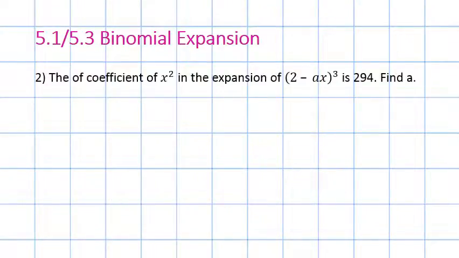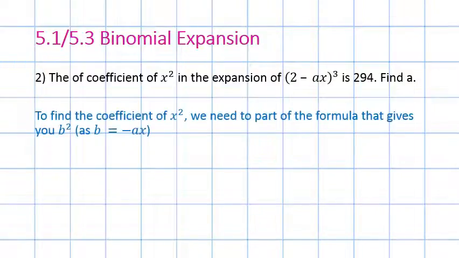Example 2. The coefficient of x squared in the expansion of (2 minus ax) all cubed is 294. Find a. Okay, so to find the coefficient of x squared, we need the part of the formula that gives you b squared. That's because a is 2 and your b is minus ax. So let's have a look at our formula. The whole thing's the power of 3, so I need a 3 here. I'm looking for b squared, so I have b squared here, which makes that 2. And then your a obviously is going to be to the 1 because the indices have to add to 3.